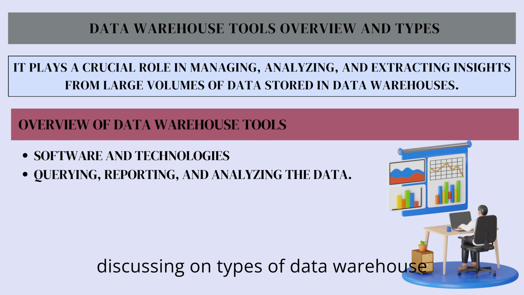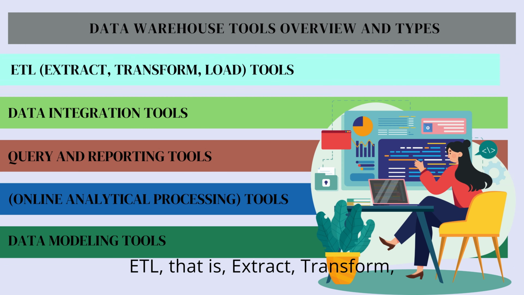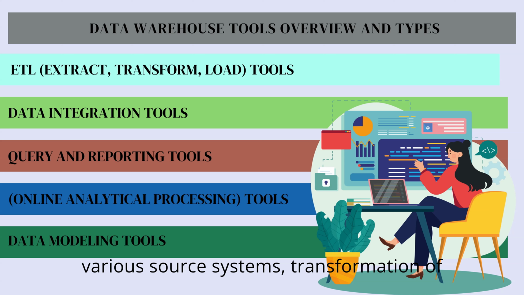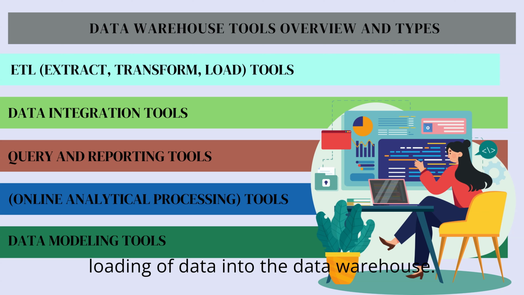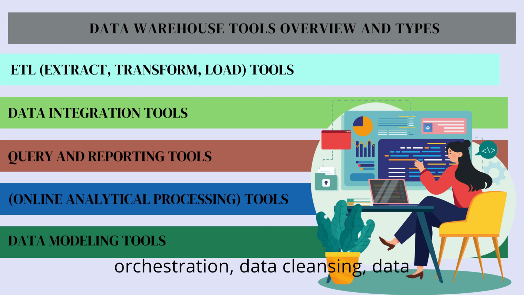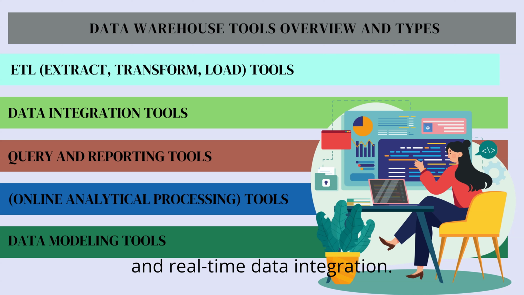Let's continue our lecture discussing types of data warehouse tools. First, we will start with ETL, that is, extract, transform, load, tools. It facilitates the extraction of data from various source systems, transformation of data into a consistent format, and loading of data into the data warehouse. It has features like workflow orchestration, data cleansing, data transformation, and integration with various data sources. Data integration tools. These tools focus on integrating data from disparate sources into the data warehouse. It supports data synchronization, data quality management, data migration, and real-time data integration.